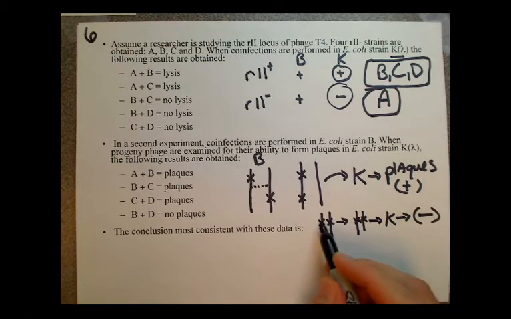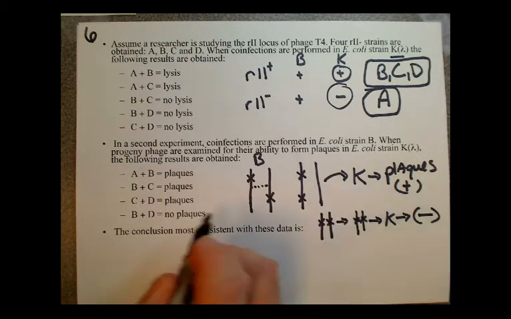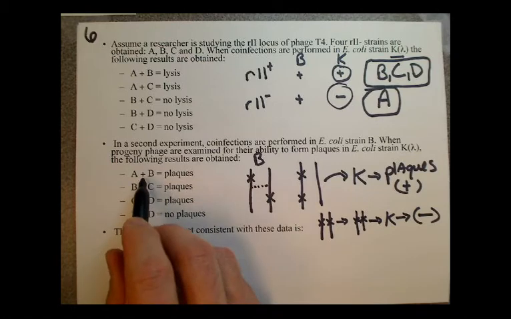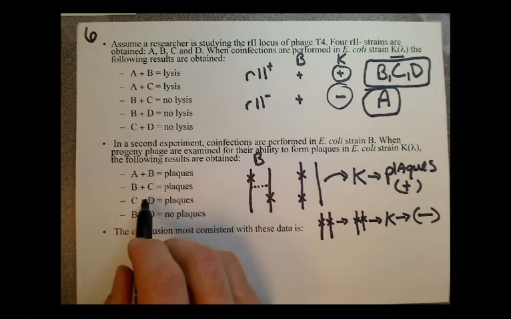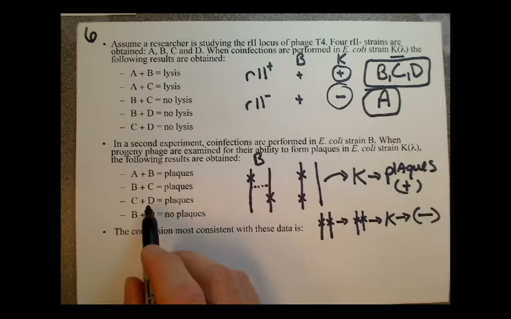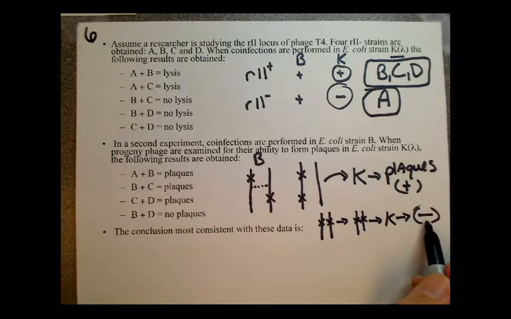So they could be the same mutation, or they could just be mutations that affect the same sequence, like a point mutation and a deletion. So in this case, what we can see is, this data is largely going to tell you something about whether the mutations are in the same place or in different places. If they're in different places, you'll be able to recombine and get plaques. If they're in the same place, like here, they won't be able to recombine and give plaques like this.